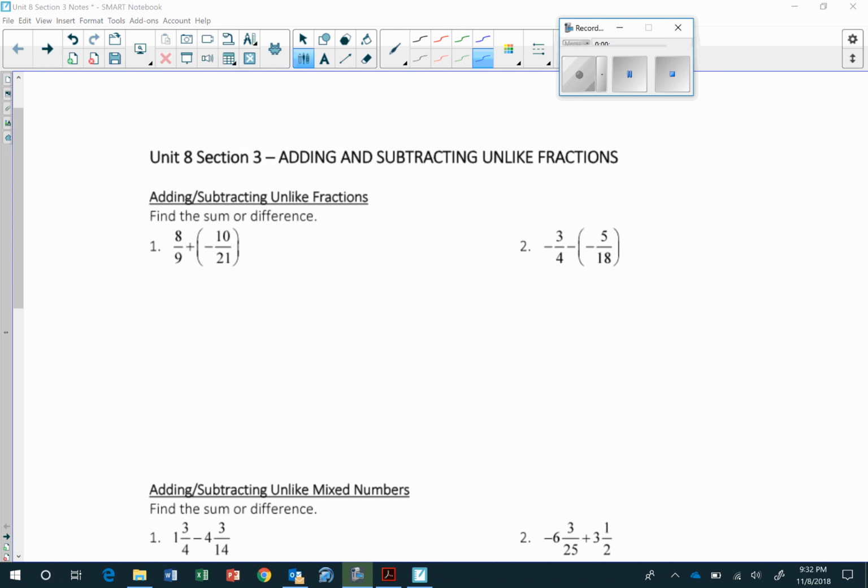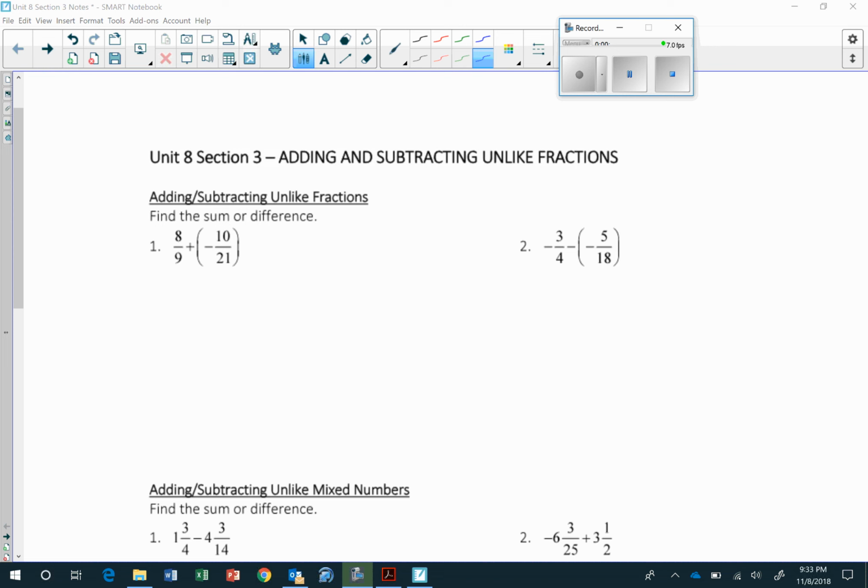In Unit 8, Section 3, we're looking at adding and subtracting unlike fractions. Again, we're going to start with things that should be familiar to you, then we're going to move on to variable expressions with fractions. So unlike fractions, meaning they don't have the same denominator. So the first one we have to do is find a common denominator.